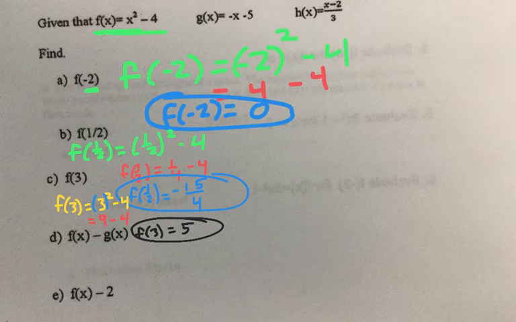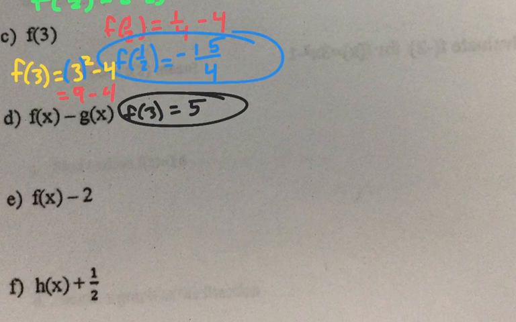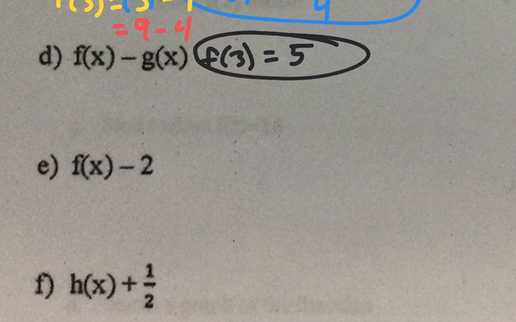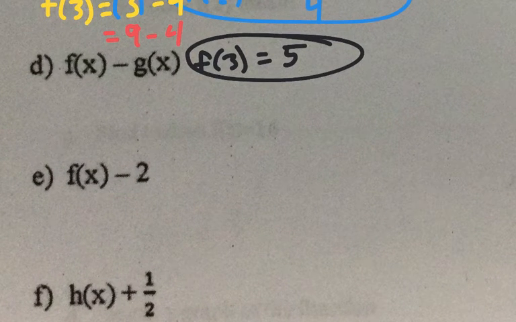So what is f of x? Look back at the top. What is f of x? It equals x squared minus 4. So instead of saying f of x, I can say x squared minus 4 because they're equal to each other. And then I'm going to subtract all of g of x. What is g of x? Negative x minus 5.